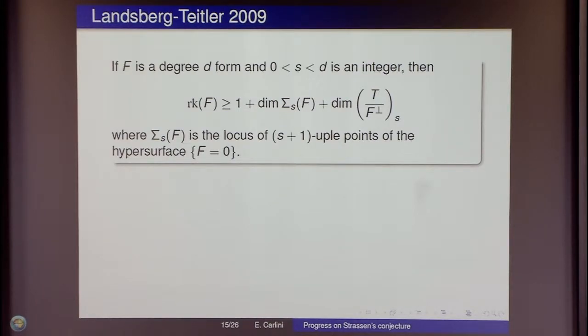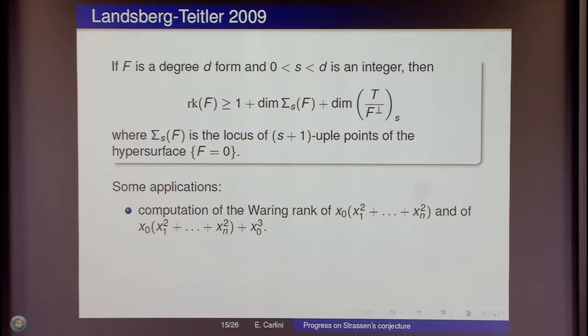And some applications, only a few of the many they had, are the following. For example, they managed to compute the rank of these two reducible forms. Maybe a surprise, but in 2009 it was not known. And with their method it is probably a one-line proof, something like that.